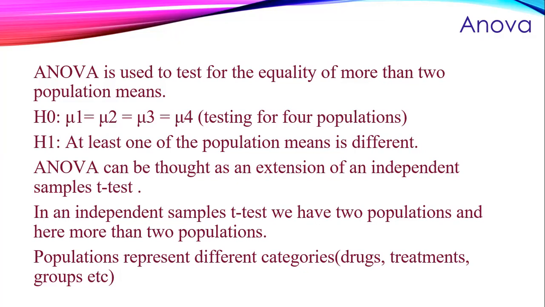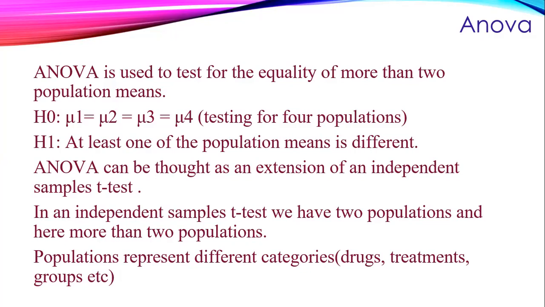Or you might have educational qualification, or different types of schools that they have attended, or different types of organizations where they are working. So you have different categories, let's say software, KPO, manufacturing, and government sector. These are four different groups. Now you want to find out the job satisfaction mean between the four groups. Are they equal or not? For that, you have to do an ANOVA test.